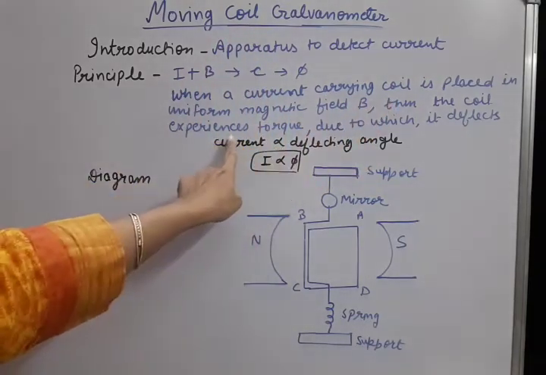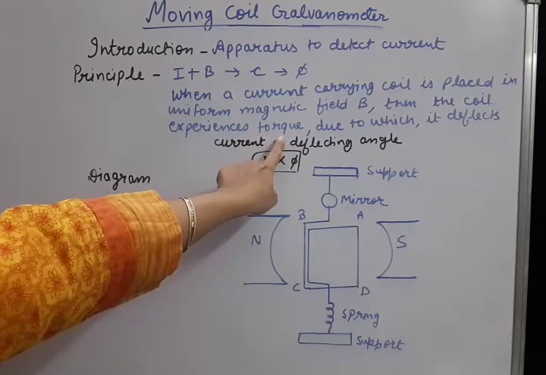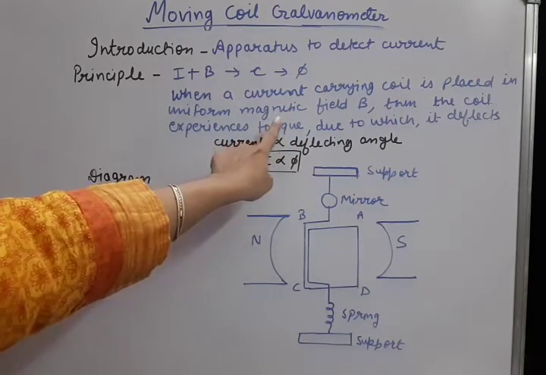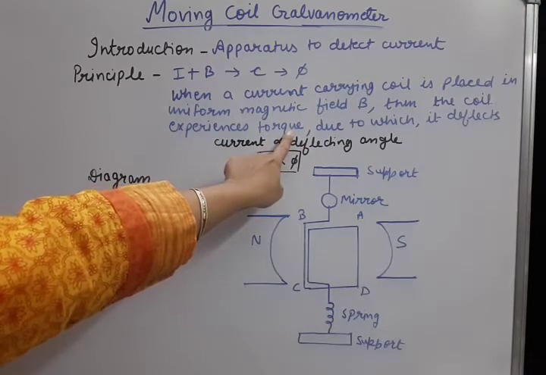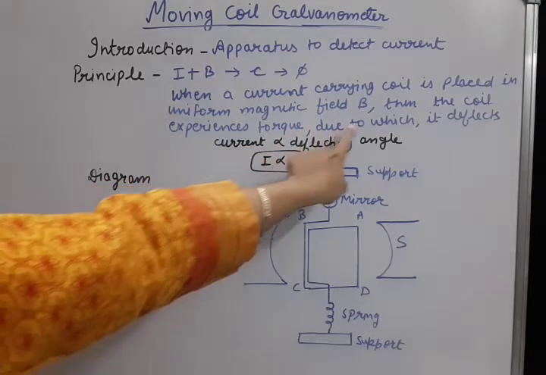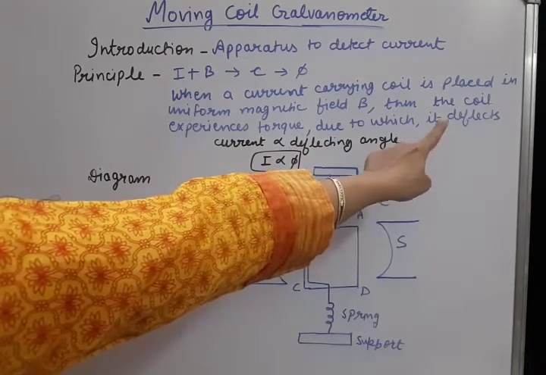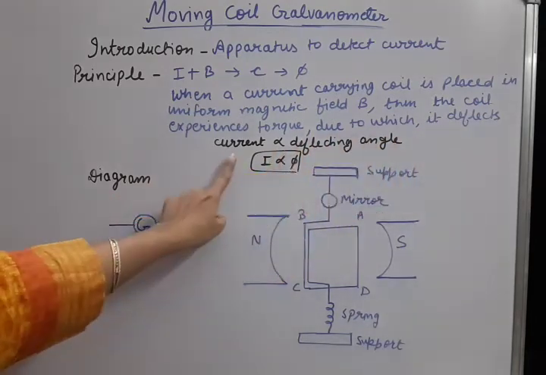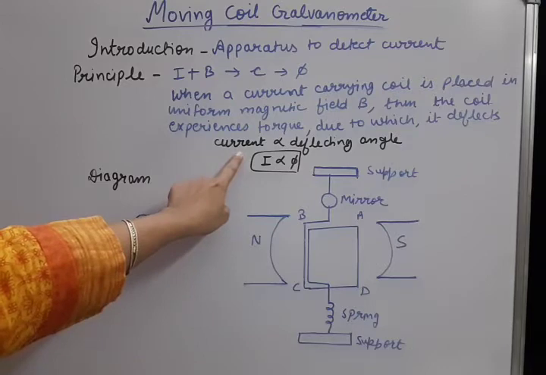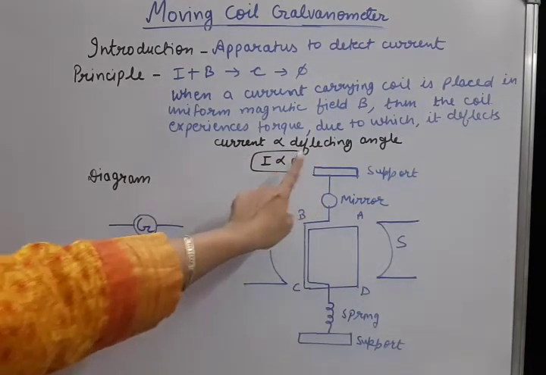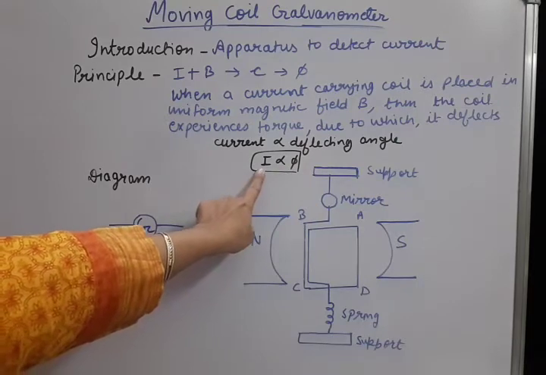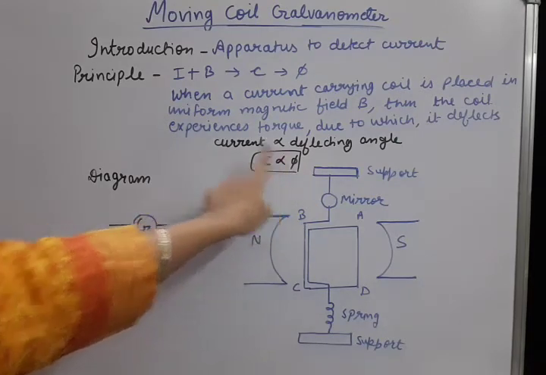Then the coil experiences a torque. The resultant is the torque, the turning effect, and due to this torque the coil deflects by some angle. Finally, we also have to prove that current is proportional to the deflecting angle. Both are proportional, so we can write I is proportional to phi also in the principle.